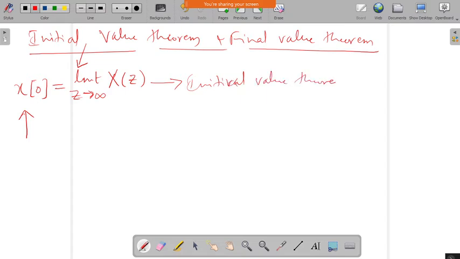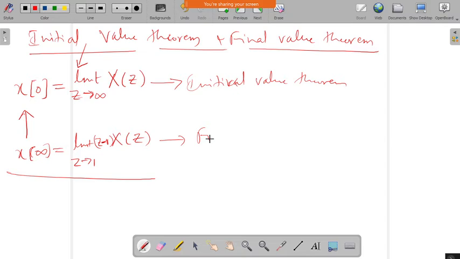And similarly, if I know the z transform of the signal and I want to find out the final value of the time domain signal, that we denote as x of infinity, then we can write the final value theorem, which is equal to limit z tends to 1 of (z minus 1) into X(z). So this is the final value theorem.